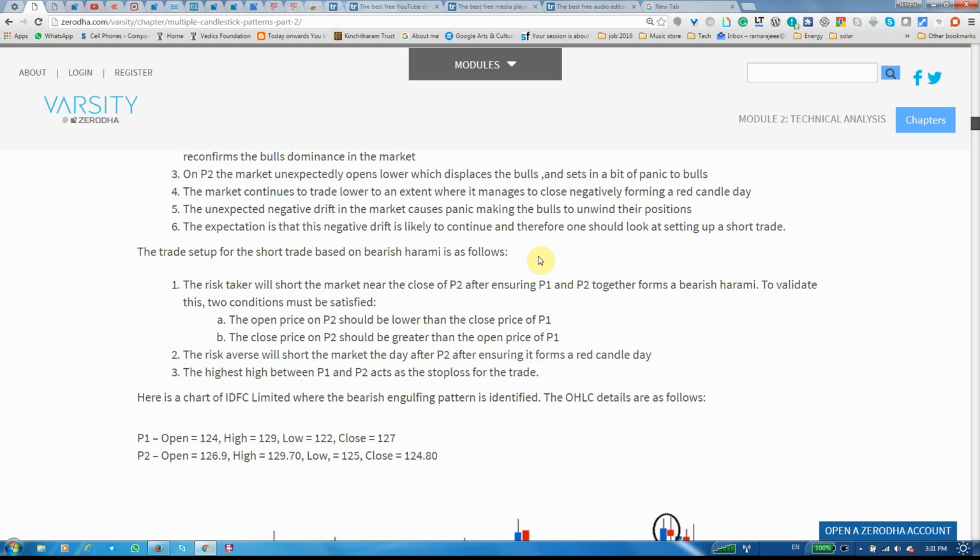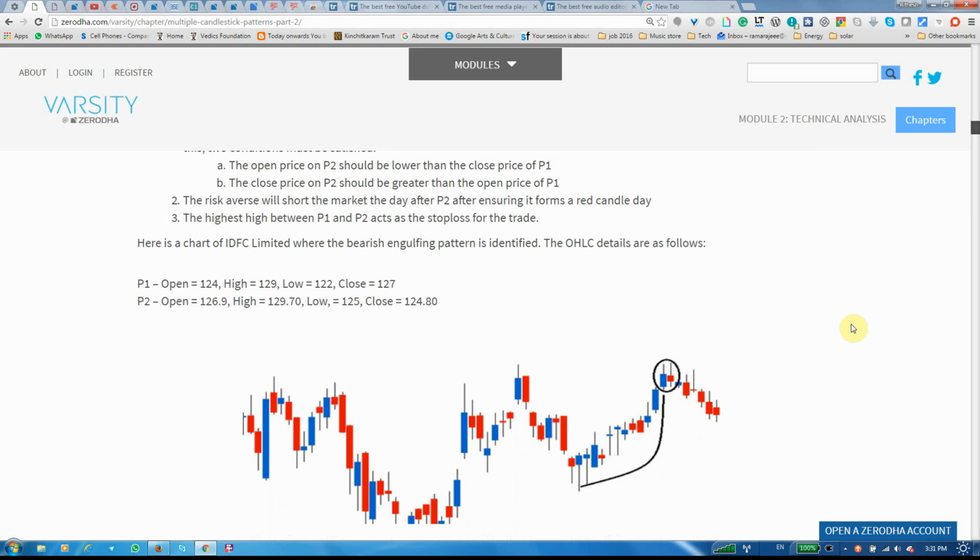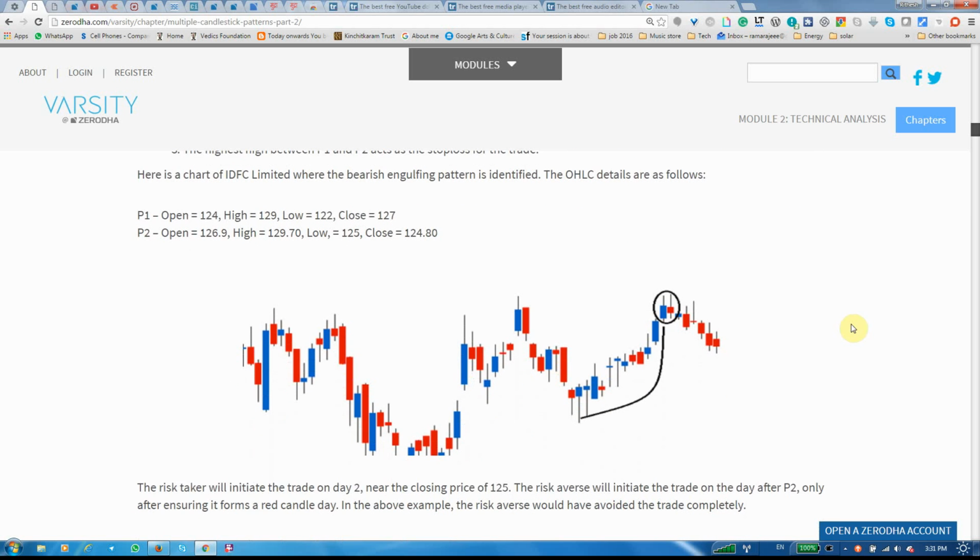Here is a chart of IDFC Limited where the bearish harami pattern is identified. The OHLC details are as follows. P1 open equals 124, high equals 129, low equals 122, close equals 127. P2 open equals 126.9, high equals 129.70, low equals 125, close equals 124.80.